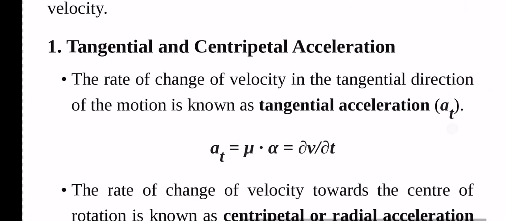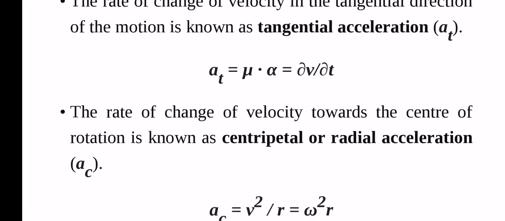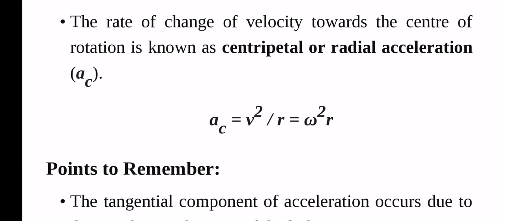Tangential and centripetal acceleration. The rate of change of velocity in the tangential direction of the motion is known as tangential acceleration. It is equal to r alpha, which is equal to dv by dt. The rate of change of velocity towards the center of rotation is known as centripetal or radial acceleration. Ac is equal to v square by r, which is equal to omega square r.